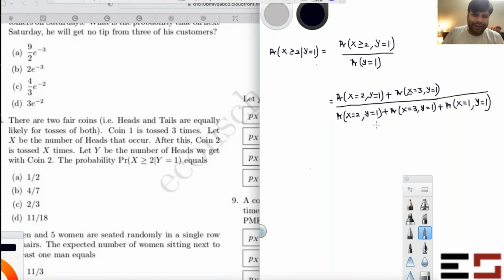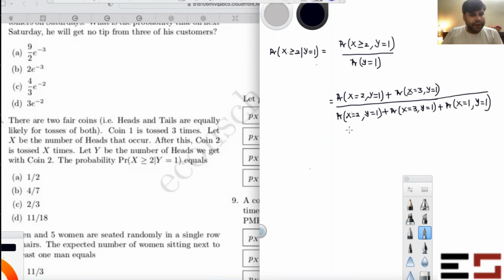Well, technically there is another term which is probability that x is 0 comma y equal to 1, but the probability of that is 0. The reason is because if you get a 0 heads, then you will not toss the second coin at all. So if you don't toss it, you will not get any heads. So y will be actually 0 in that case for sure. So if you want, you can write it and then you can just put a 0 there. Otherwise there is no need. Okay, is that fine?